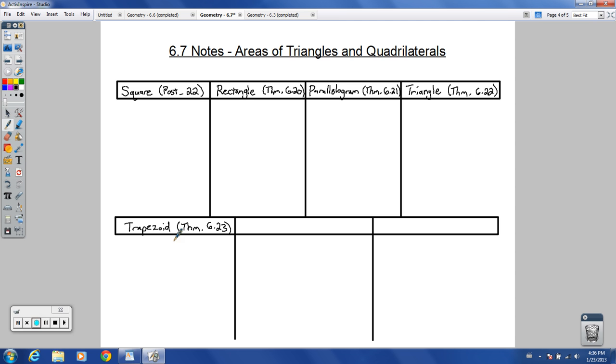An isosceles trapezoid is just a type of trapezoid, so we have the same formula for that. A kite has a different formula. That is Theorem 6.24. And finally, a rhombus. That's Theorem 6.25. So what are all the formulas for these?